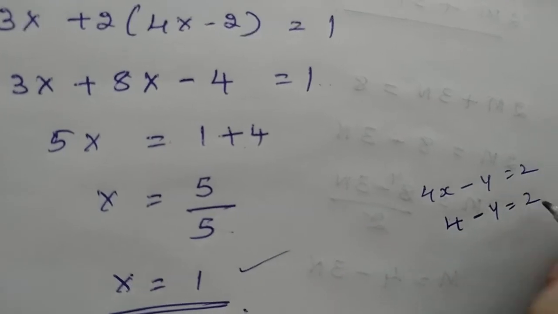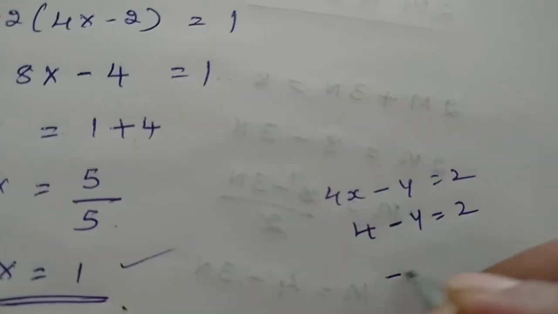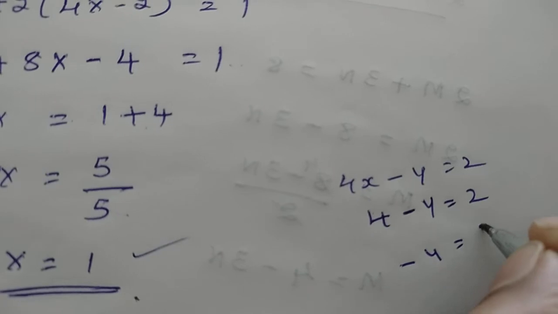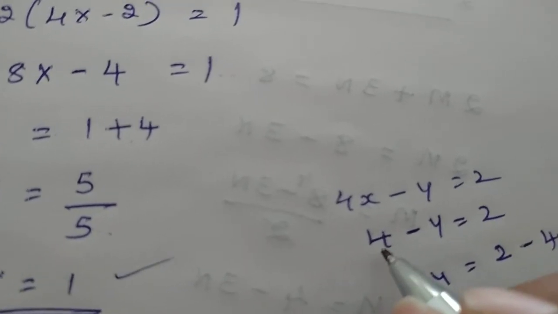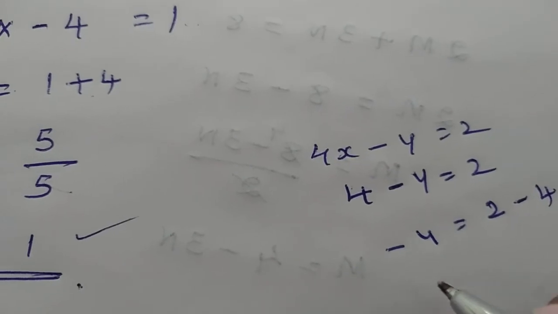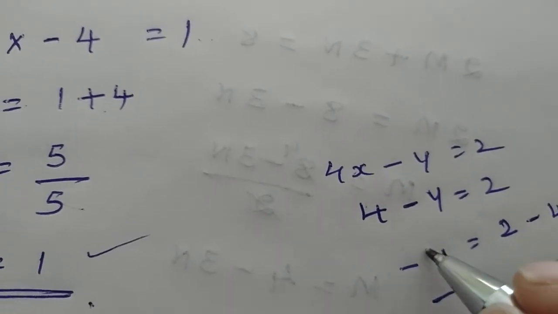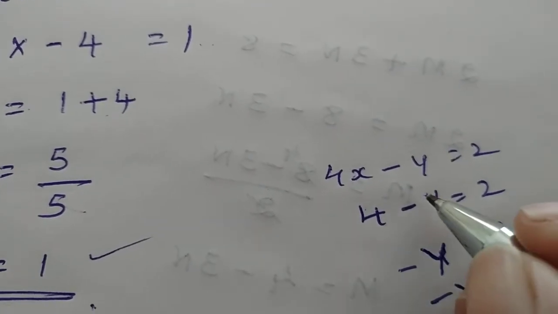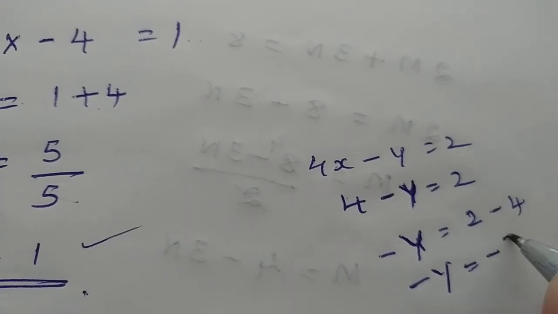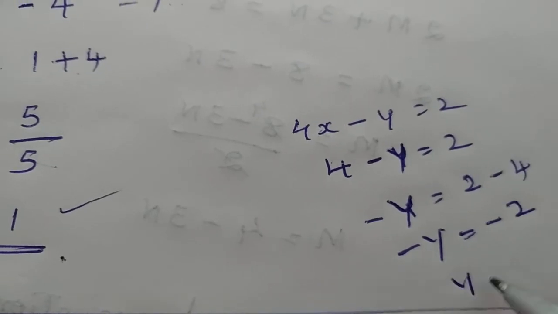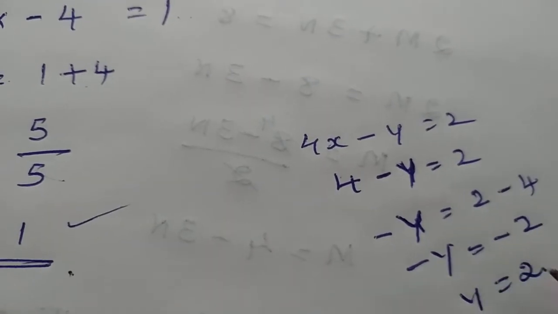Y is equal to 2. So minus y is equal to 2 minus 4. So here, 4 plus is there, it goes to this side. So minus y, this is not 4, this is y, okay. Minus y is equal to minus 2. So therefore value of y is equal to 2.